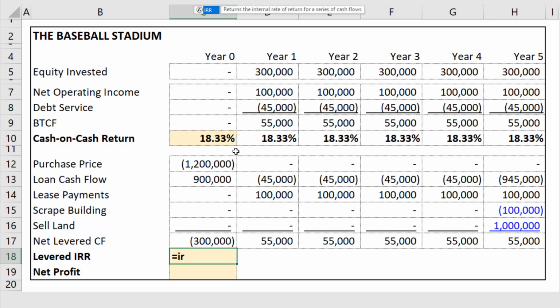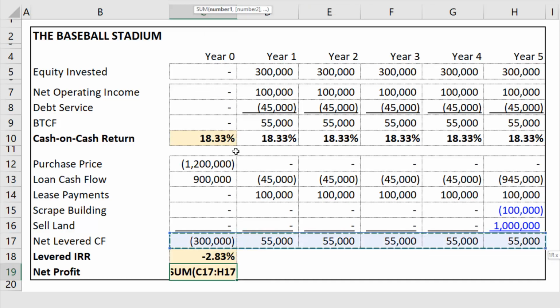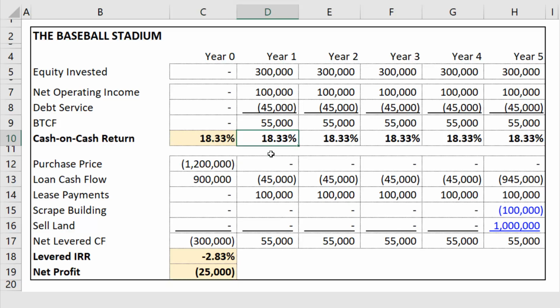When we calculate the IRR, what's the return? Negative 2.83%. What's the net profit? Negative $25,000. And so if cash on cash return was the only metric we used, we'd do this deal and lose money. And so why is this the case? Well, cash on cash return is an operating cash flow metric. It tells you how much cash flow a property produces, but it doesn't tell you anything about the profitability of the deal. The profitability is determined by what you pay for it and what you can sell it for, the value of that asset at the end of your analysis period.